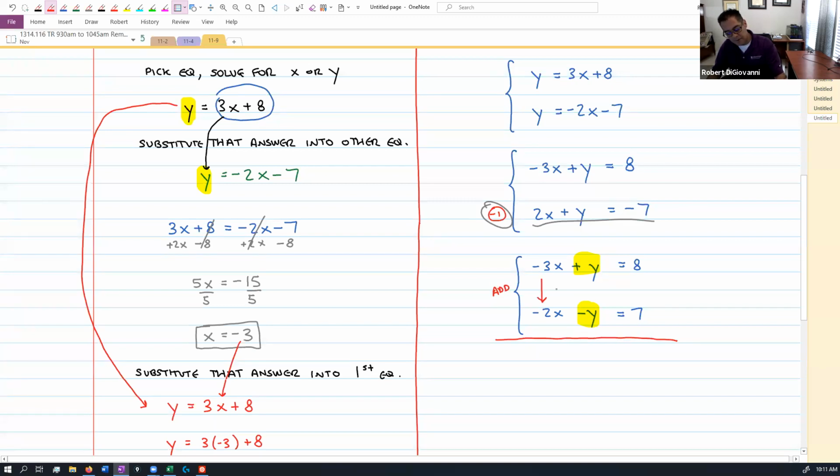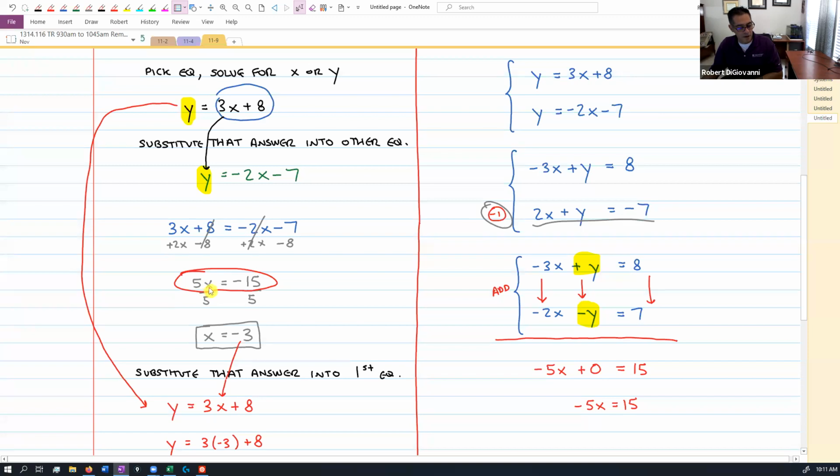If I add these together, -3x plus -2x is -5x. Y plus -y is 0, equals 8 plus 7, which is 15. And look what you have here. This is -5x equals 15. Wasn't that what we had right here? Didn't we get that over here? We did. We had that right here.